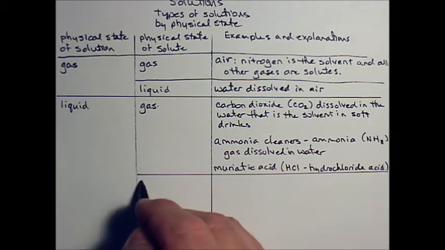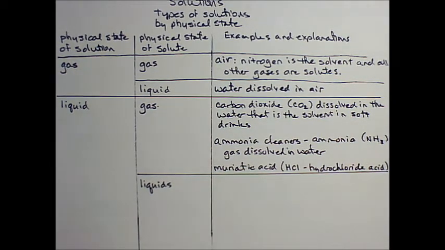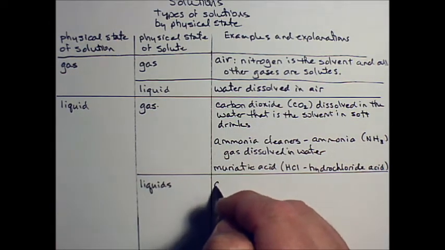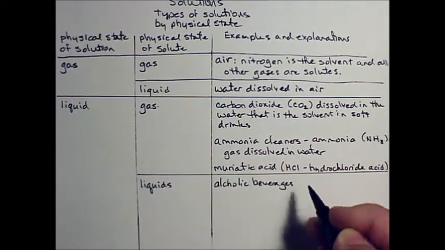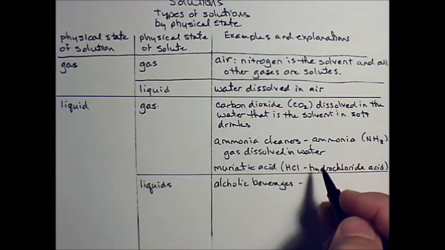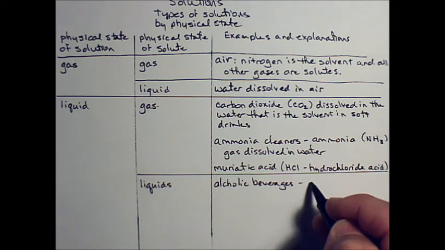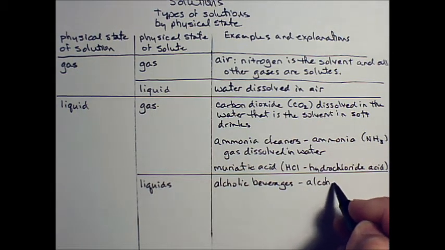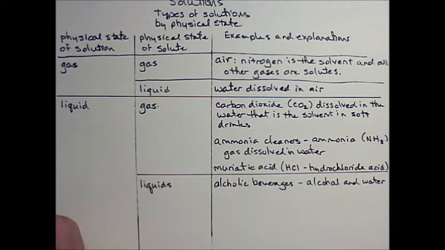Okay, so we can dissolve liquids in liquids. Some examples of those would include alcoholic beverages. It can be either water dissolved in alcohol or alcohol dissolved in water depending on the concentration of the two. In any event, it's alcohol and water. Determining which one is the solvent and which is the solute depends on which one you have the most of.